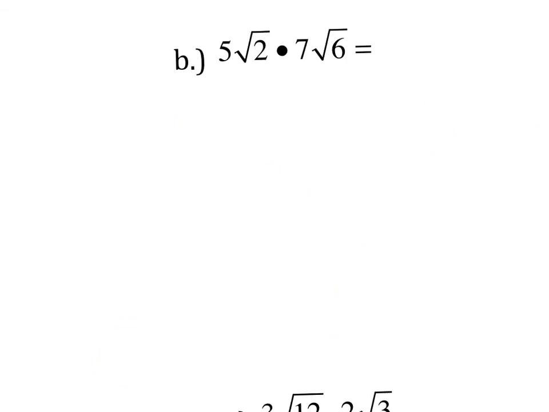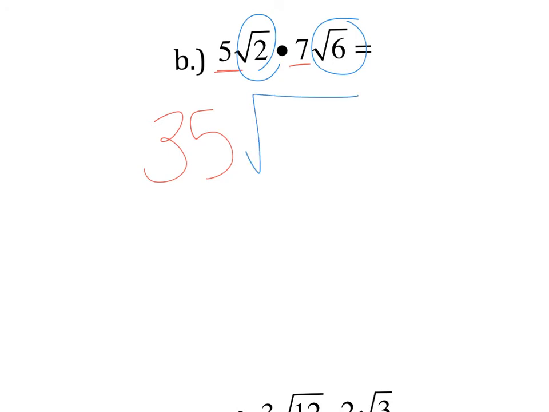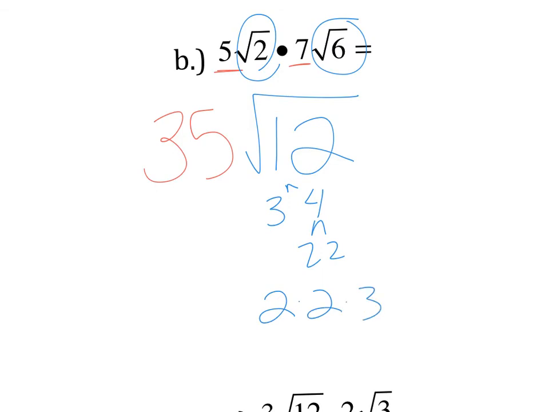The same idea. We're going to multiply the 5 and the 7 together, so 35. And then we're going to take our radicals, square root of 2 times square root of 6, and multiply them to get the square root of 12. So 12 is not a perfect square, but we can break this down into its prime factorization. So 2 times 2 times 3. We have a pair of 2's and a 3 left over.